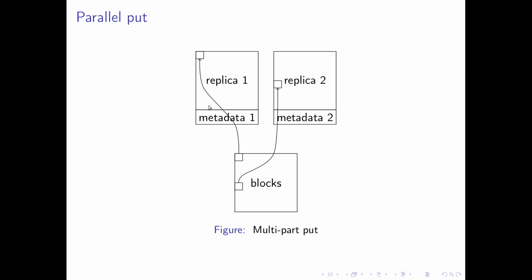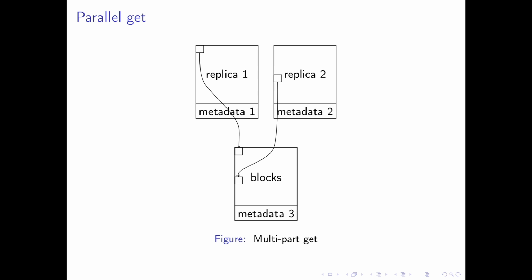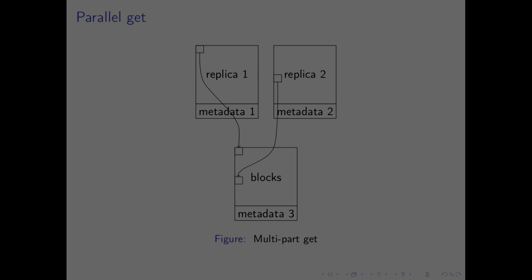You can put. Because they are so similar, so symmetric, it's hard to remember which one is which. So you just reverse the arrow, and now you get parallel get. Well, there's a small difference. When you do parallel get, you do have to keep the metadata. But when your get is done, you just truncate the metadata, and then you get the whole file.